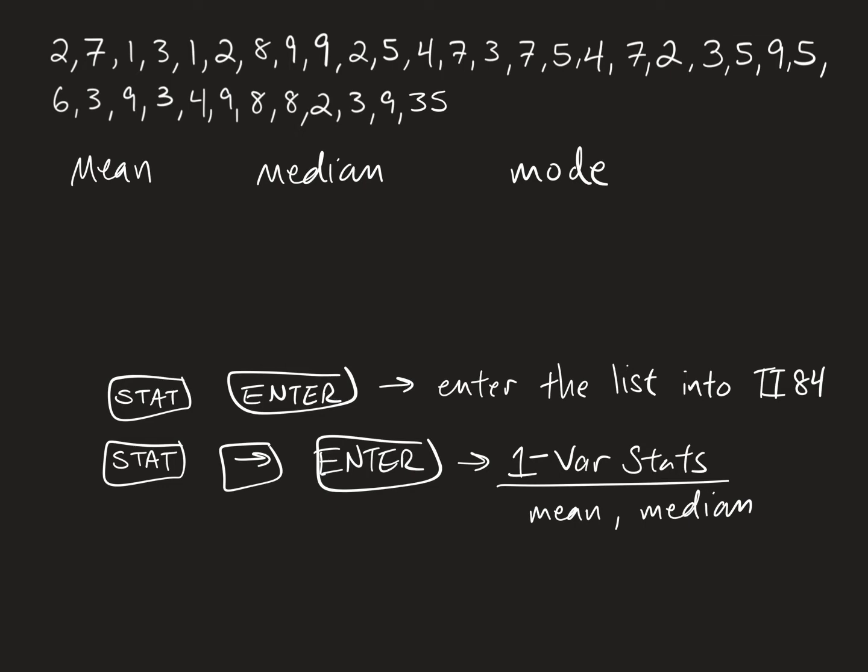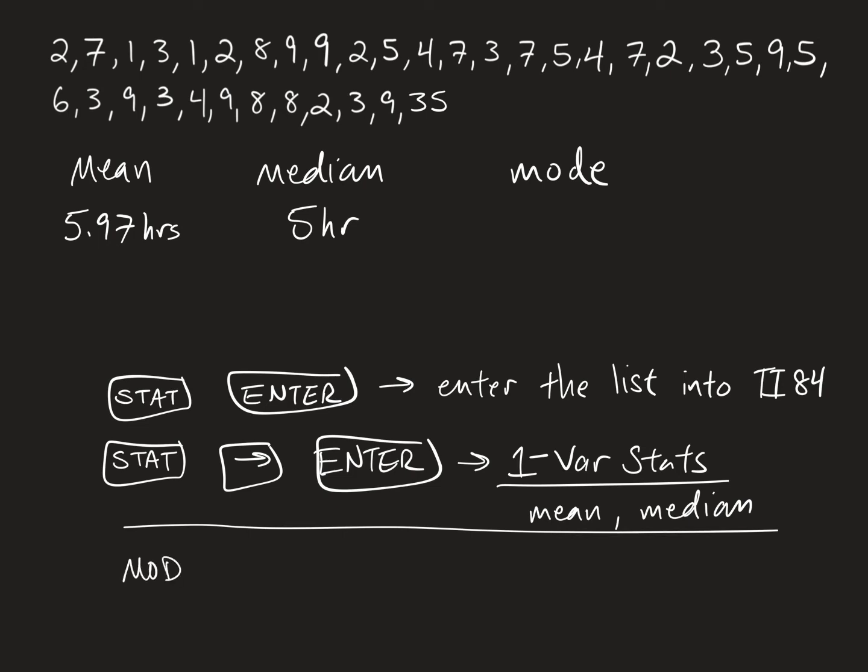So put all that information in, and I got 5.97 hours for the mean, and I got 5 hours for the median. Now, with that, we cannot find the mode in one var stats. What you'll have to do instead is hit the second button first, and then hit Stat, go over to 1, and hit Enter.